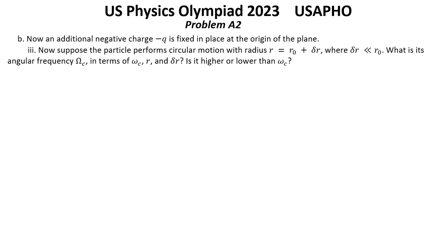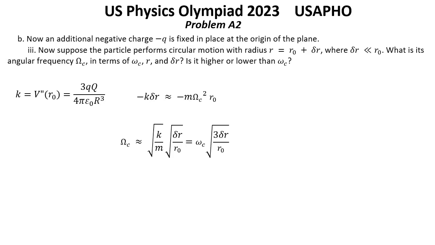For such small delta r, the force linearly depends on the difference r minus r0, as in Hooke's law with a constant k equal to this expression, which we calculated already in previous questions. Now Newton's second law gives us that this restoring force must be equal to the centripetal force m omega squared r0. From here we can calculate that the angular velocity, or angular frequency, of circular motion is equal to this expression.